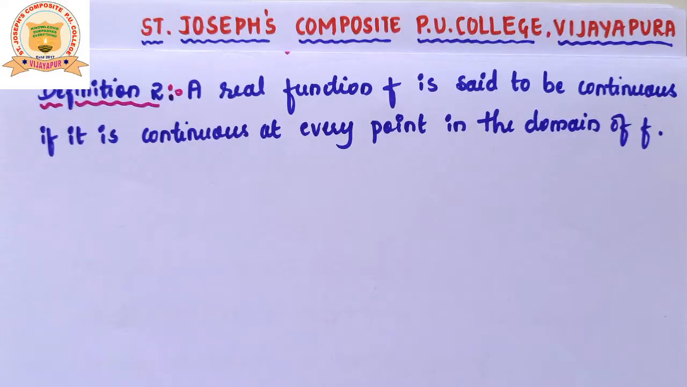Now we have the second definition of continuity. In the first definition, we discussed the continuity of a given function at a given point. Now we have definition 2, that is, a real function f is said to be continuous if it is continuous at every point in the domain of f. That is, the whole function is said to be continuous when it is continuous at every point in the domain of f.